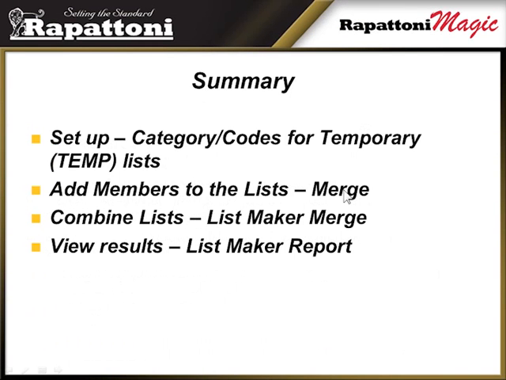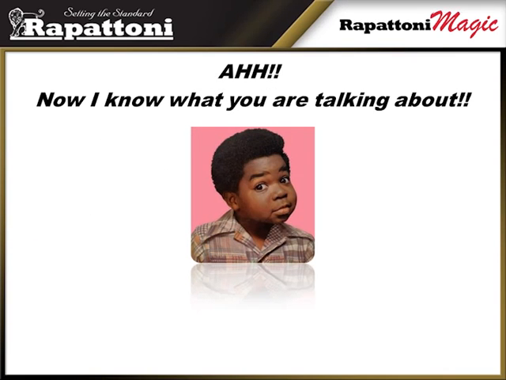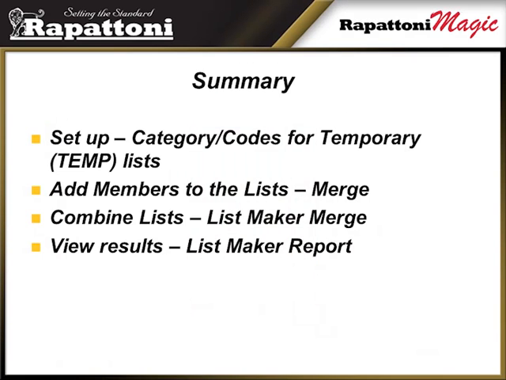So now, okay, in summary, we've set up categories and codes for temporary lists. Now I know what you're talking about. Good old Gary. I'm glad Gary's paying attention. That's right. The light is on. Okay, and we're going to add members to the list using different merges from different modules in Magic. We're going to combine those lists using List Maker Merge, and we viewed the results using our List Maker report.